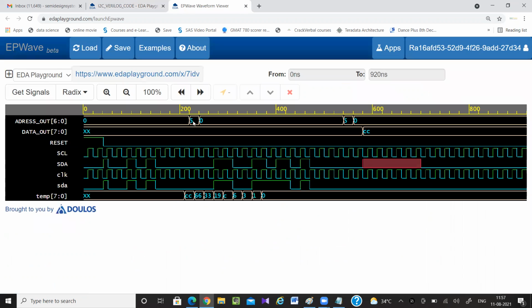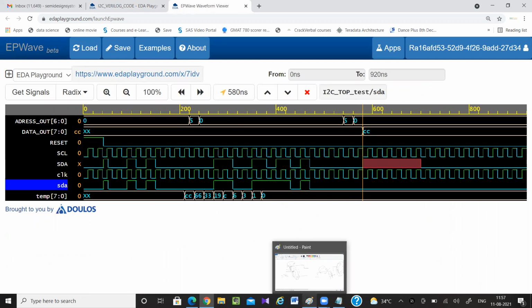See here the address is 5, 5. If I'm taking $random, then it may not be 5, 5 like this. Okay, so next, here I am getting the data out as CC. Here why is HD equal to X? Here you can see this HDA signal. Because I have, see, data out means the slave is sending the parallel data CC.